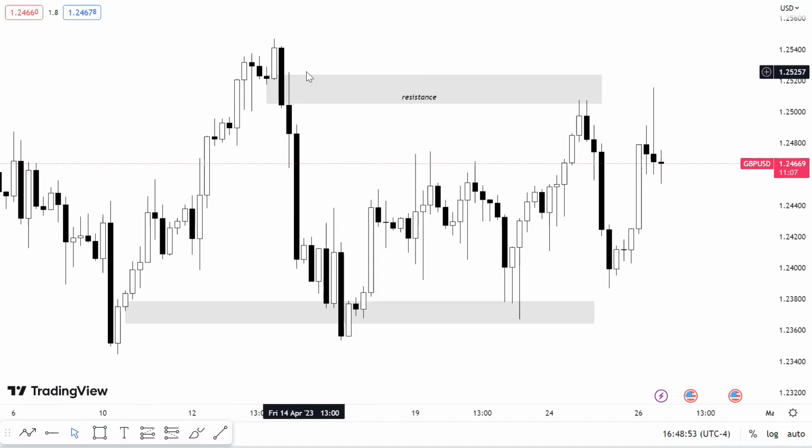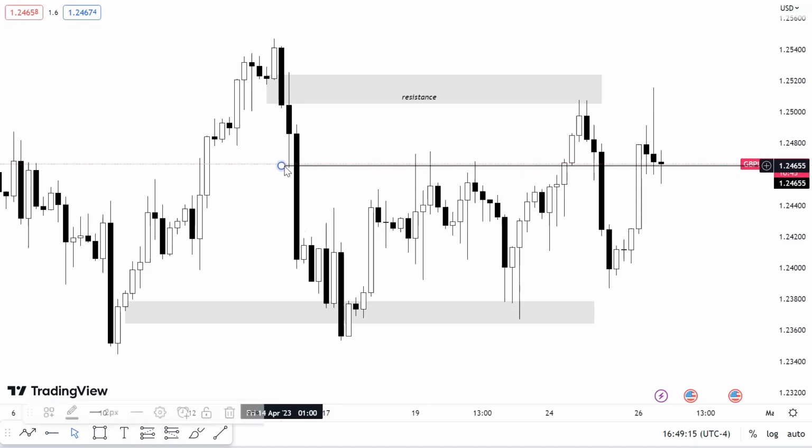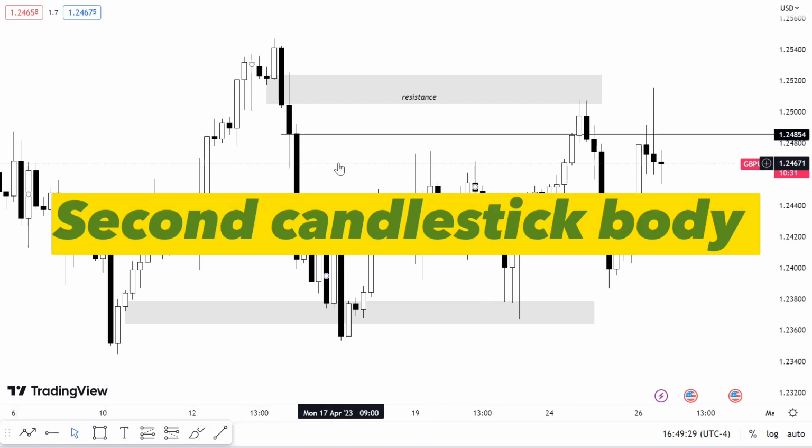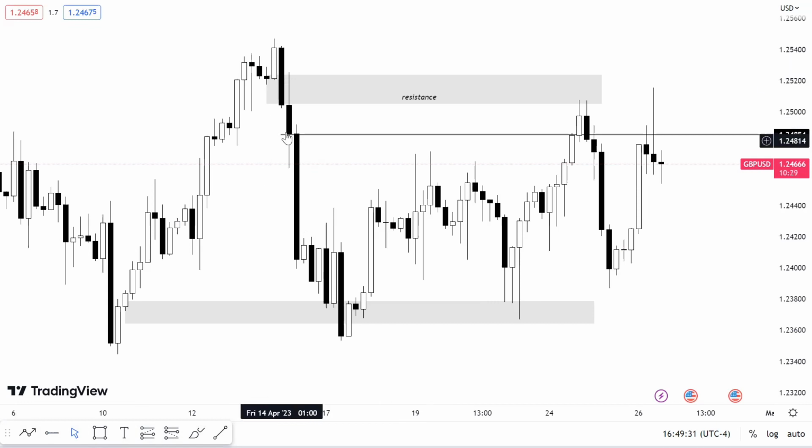So you're going to take your horizontal ray or any tool you use. You count the first candle, second candle, and third candle, right? Now, most people will put it here because there is a big wick on that candle. So there might be a push when we reach that area, right? But the right way, I think, would be putting it on the second candle's body, right? So it's 1, 2, 3.